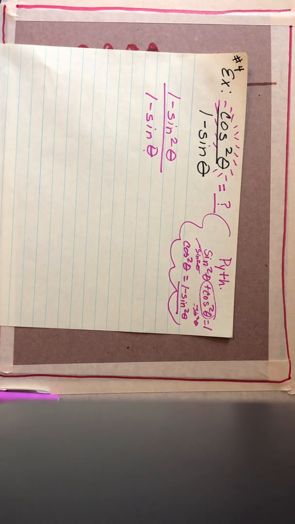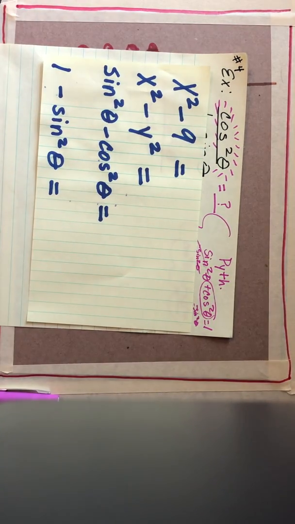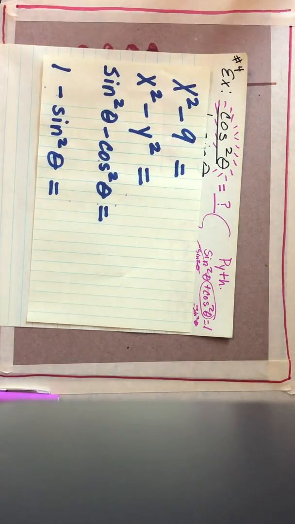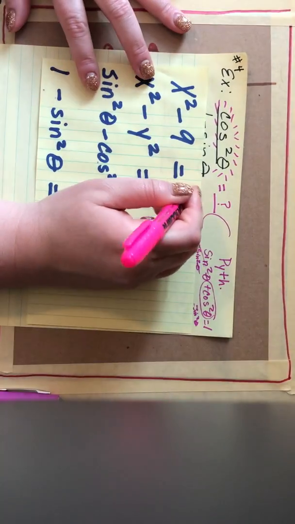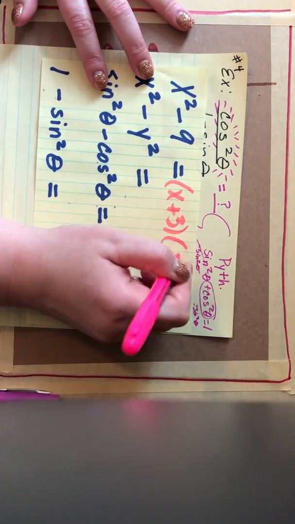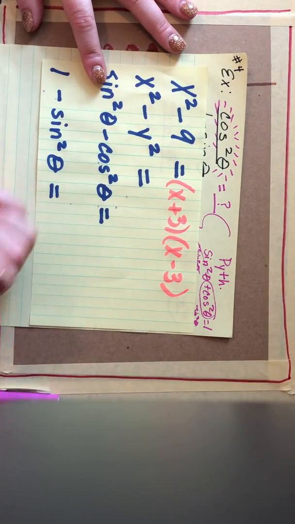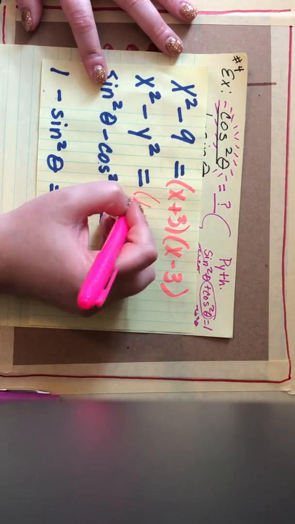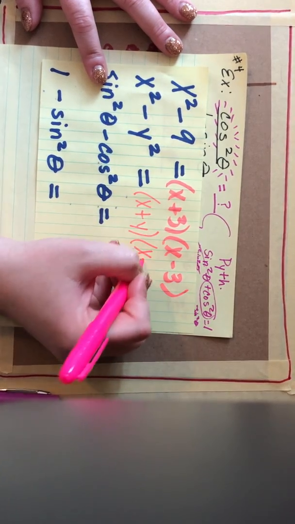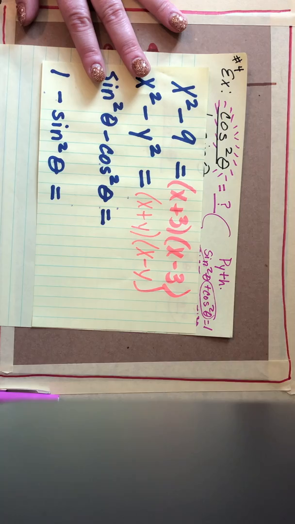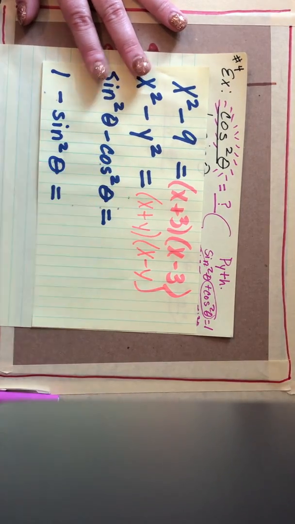Algebra. Let's see here. I have it written down somewhere. That top, 1 minus sine squared theta. Where the heck is that piece of paper? Hey, you remember that thing called factoring? If I had x squared minus 9 and I factored that, what would it be? X plus 3, x minus 3. Why? It's true. If I had x squared minus y squared, what would that be? X plus y, x minus y. These are differences of squares. It's the same thing, but with a plus and a minus.